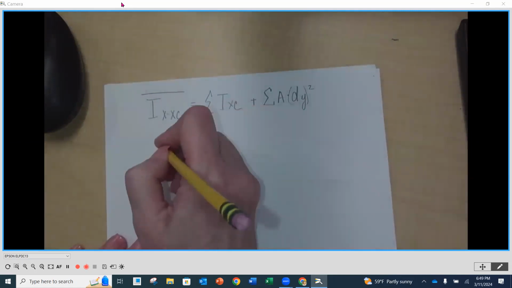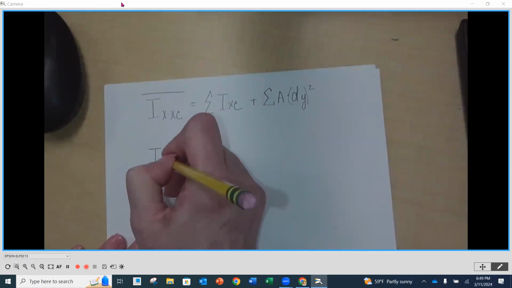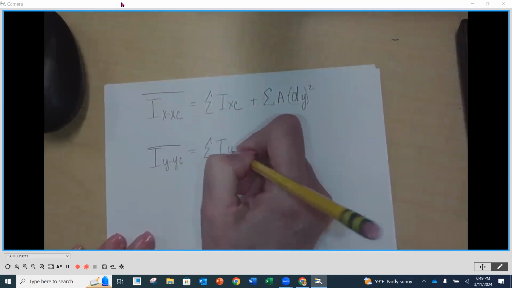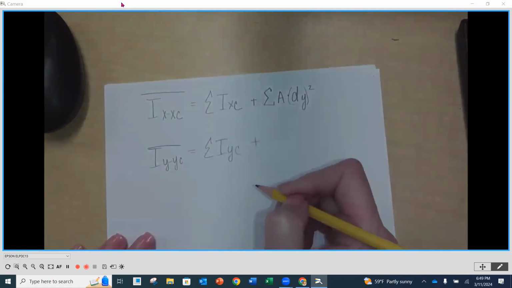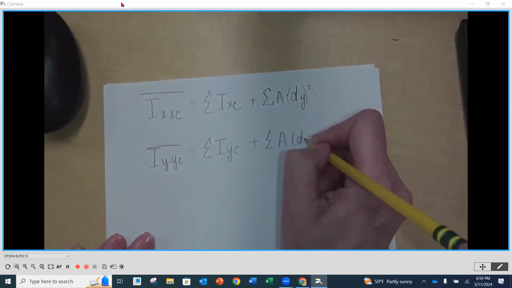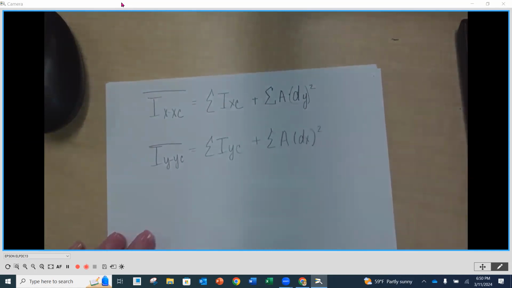And then the same thing for the Y. So IYC is equal to the summation of the IYCs, or the moments of inertia about the Y centroidal axes, plus the summation of the A times the DXs squared.